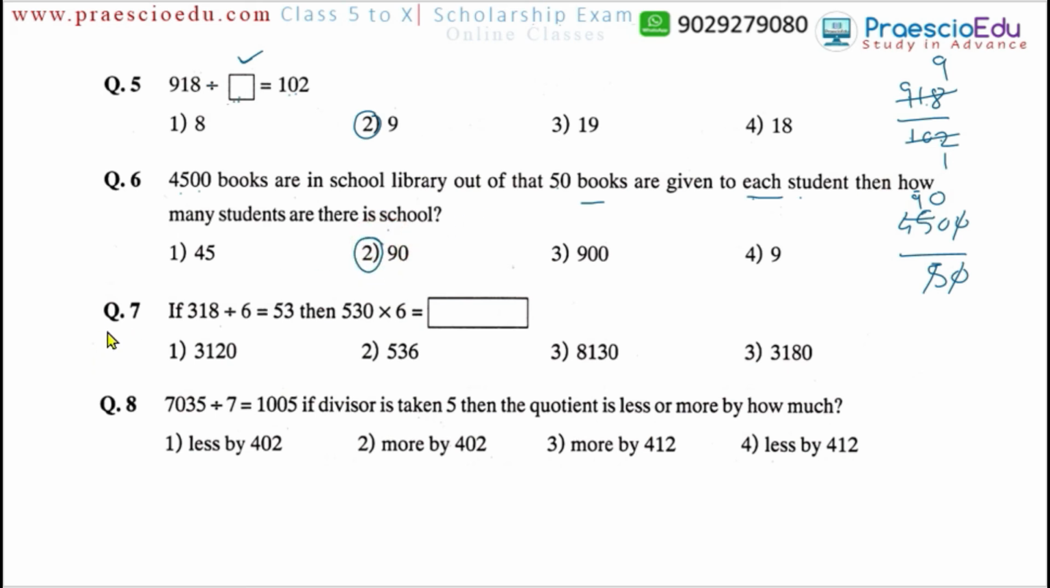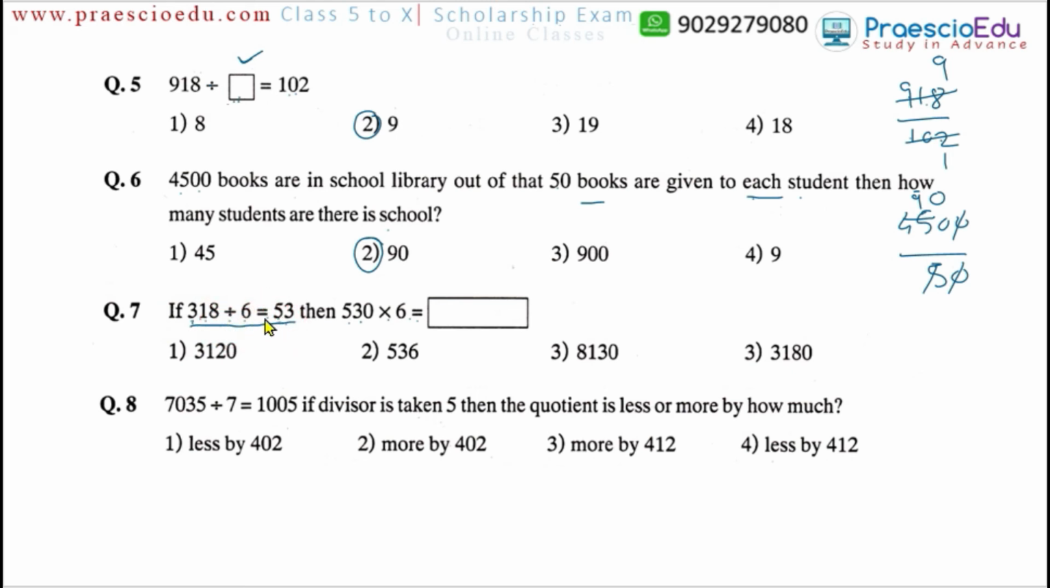Option number 2. Now question number 7: if 318 divided by 6 equals 53, then 530 multiplied by 6 equals how much? So that answer we have to find out. But for understanding and to save our time, some clues are already given. So 318 divided by 6 equals 53.